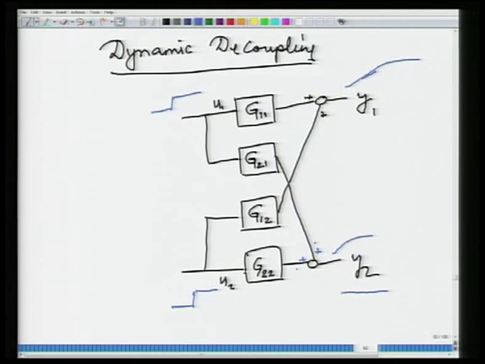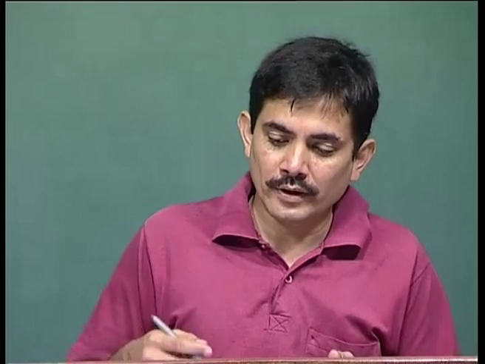How should I change u1 such that this plus this goes to 0? Then what I will have is, I change u1, y1 responds, y2 shows no response. I change u2, y2 responds, y1 shows no response. This is what is called a decoupled system. y1 and y2 are not coupled with u1 and u2. u1 affects y1, does not affect y2; u2 affects y2, does not affect y1. That is a decoupled system.